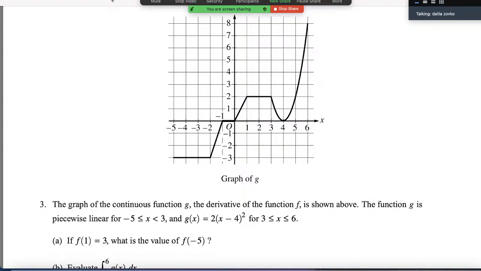Wait, what did you do with the f of negative 5? That's what we're trying to evaluate. I move this to the other side, it becomes 3. So it becomes f of negative 5, which is what we're trying to evaluate.